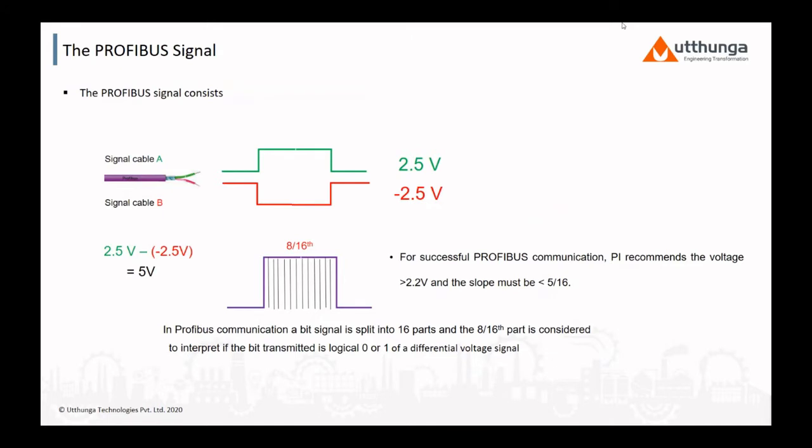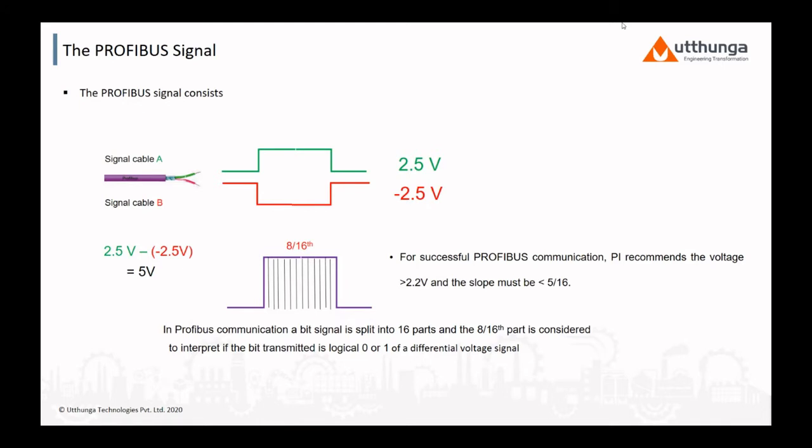Yeah. So signal A consists of 2.5 volt. Signal B consists of minus 2.5 volt. Since PROFIBUS communication is a differential voltage, you can see the total signal will be 5 volt. So voltage is always dependent on the data transmission. Like data is always passed through the voltage, right? So if there is any voltage fluctuation, data will have some corruption, or the original data will not be received by the master or slave.